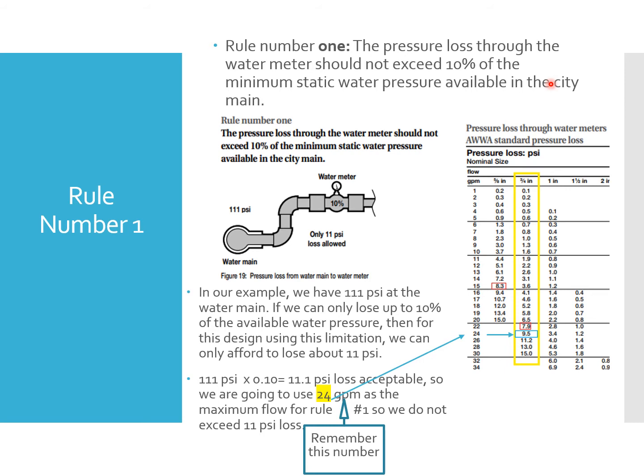So what we want to do is take a look at the water meter friction loss chart and see how much water pressure we're going to lose going through this meter. Because rule number 1 says that we can't lose more than 10%, we know that we can't lose more than 11 psi, so let's see what flow rate that is. It looks like without going over 11 psi, that flow rate is going to be 24 gallons a minute, and our loss will be 9.5 psi. So for rule number 1, the flow rate is going to be 24 gallons a minute.